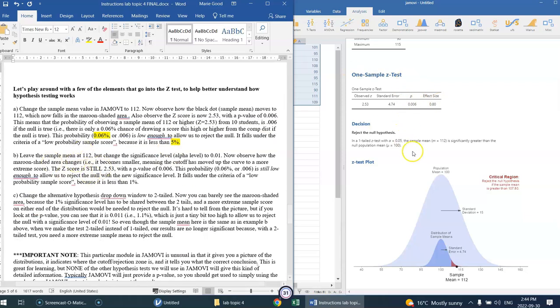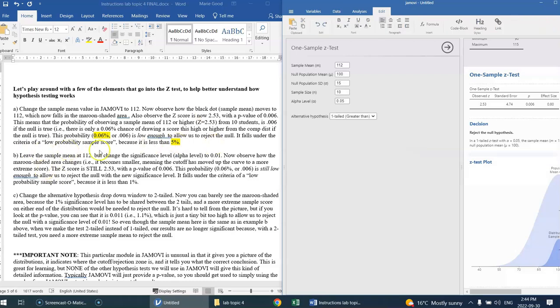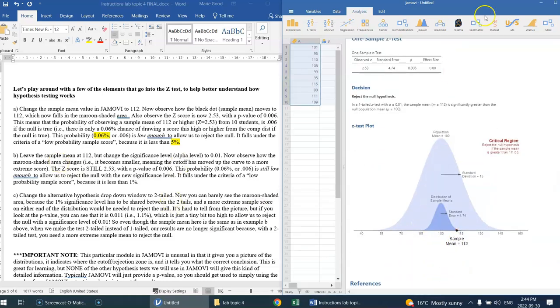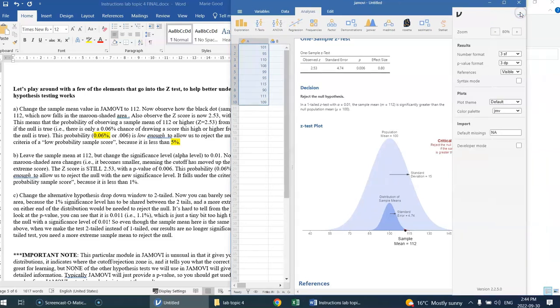Okay, let's do another one here. We're going to leave the sample mean at 112, but change the significance level, or the alpha level, to 0.01. Let's see what happens here. All right, so now we're going to observe how, and it's really hard to see. See if I can zoom in a little bit.